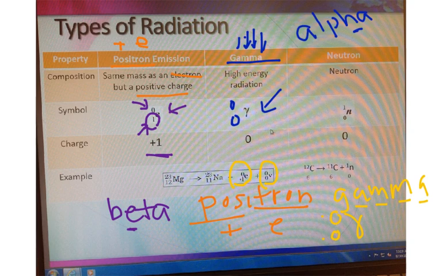The last particle is a neutron. What is a neutron? Well, a neutron is a neutron. What's its mass? It'd be a 1. What's its charge? That would be a 0. And what would its symbol be? Logically, it makes sense. That would be N.